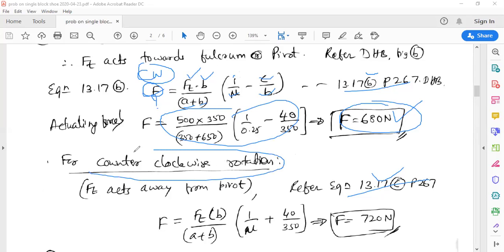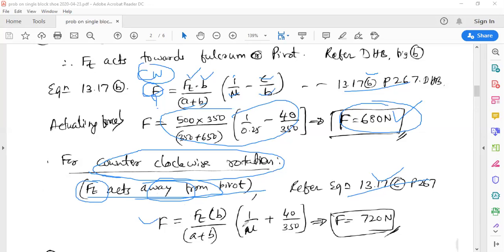Suppose it is rotating in the anti-clockwise direction, that is counterclockwise rotation. In that case Ft acts away from the pivot point, since the drum, or the block or the shoe, is mounted below. Therefore Ft acts away from the fulcrum point here. For the same counterclockwise direction of rotation, if the block is placed upside, then Ft acts towards the fulcrum point. We have to keep that in mind while solving problems of this kind.